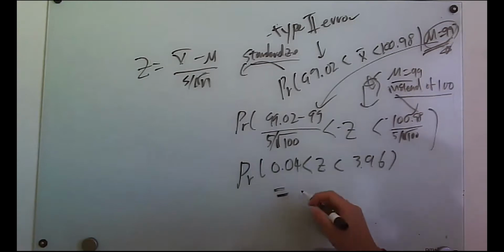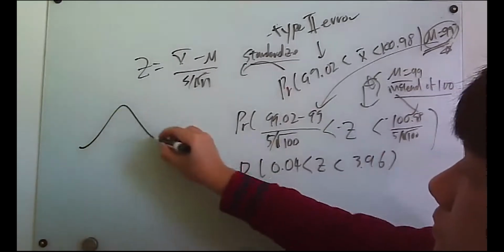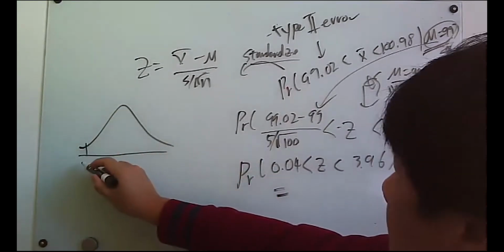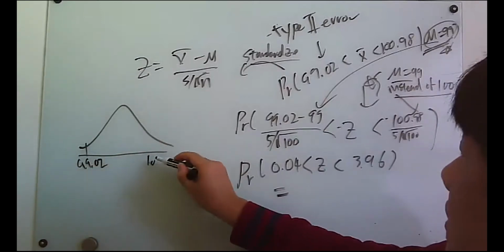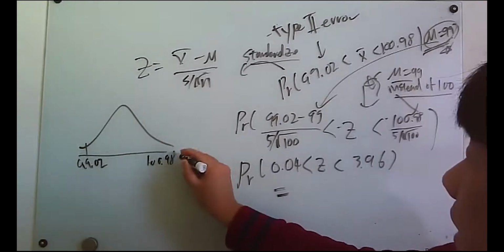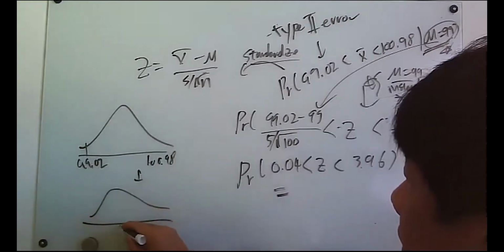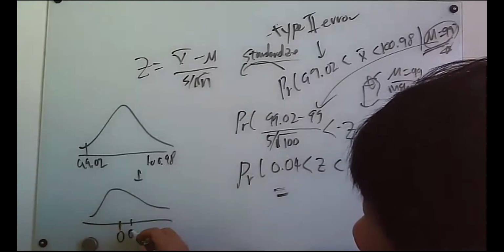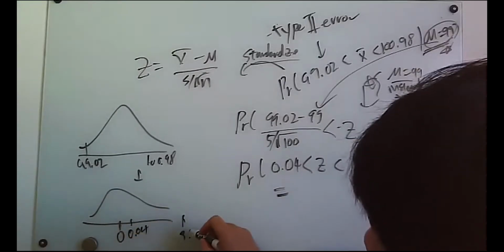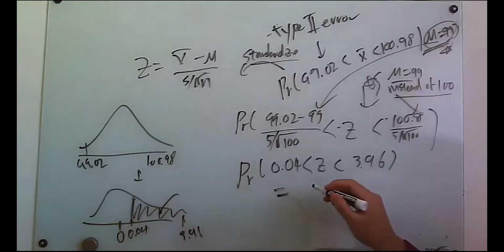So let me show you graphically. Previously it was 99.02 and 100.98, but you are standardizing, so you're going to have a z-score like that, because the mean became 0. That is the point of normalization, right? Standardization. So I'm looking for 0.04 and 3.96. I'm looking for the area over here. That is based on the z-score table.